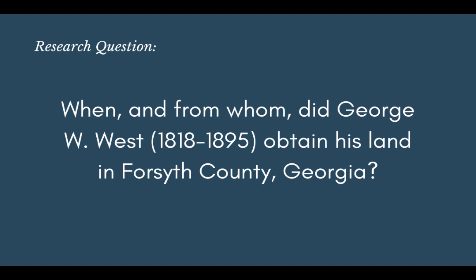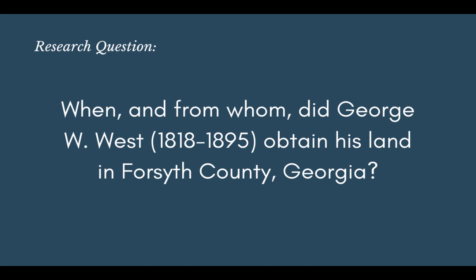Because that would hopefully give me some clues. Who did he move from Union County, South Carolina, to Forsyth County, Georgia, with? Maybe there was some family already there that he bought his land from. This has just been a huge mystery. I have been unable to find where he actually bought his land. Now, I know he had land in 1853 because he was taxed on it, and I know he moved there in 1852 or 1853.